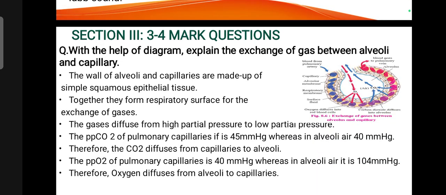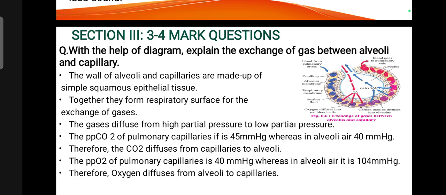With the help of a diagram, explain the exchange of gases between alveoli and capillary. The walls of alveoli and capillaries are made up of simple squamous epithelial tissue. Together they form the respiratory surface for exchange of gases. The gases diffuse from high partial pressure to low partial pressure.